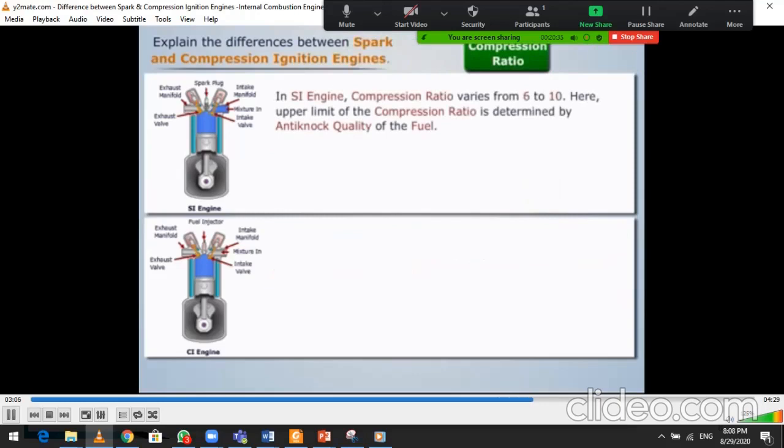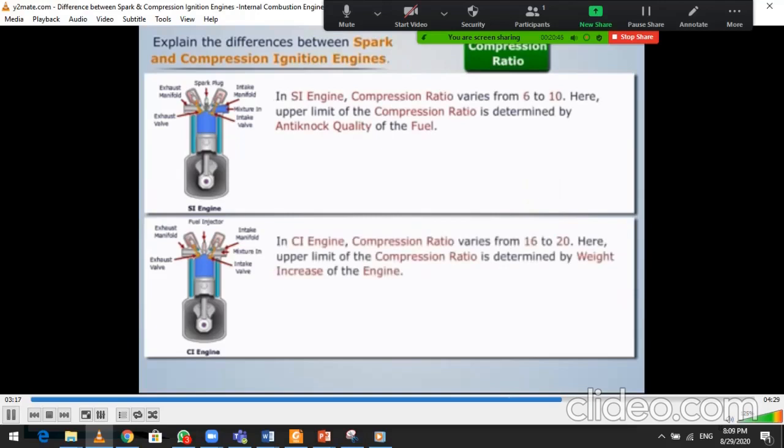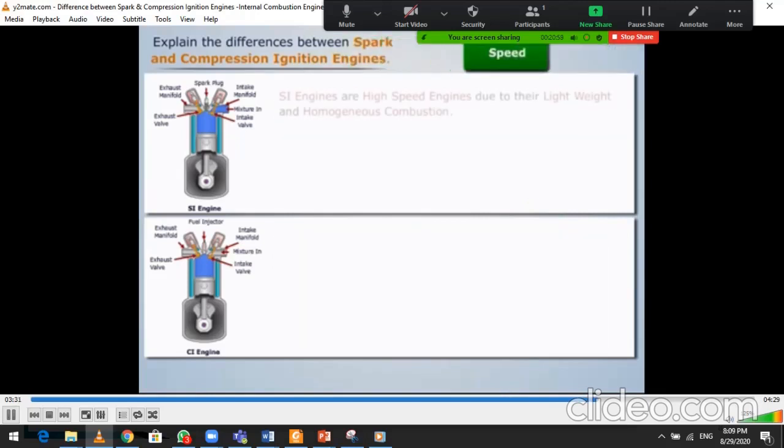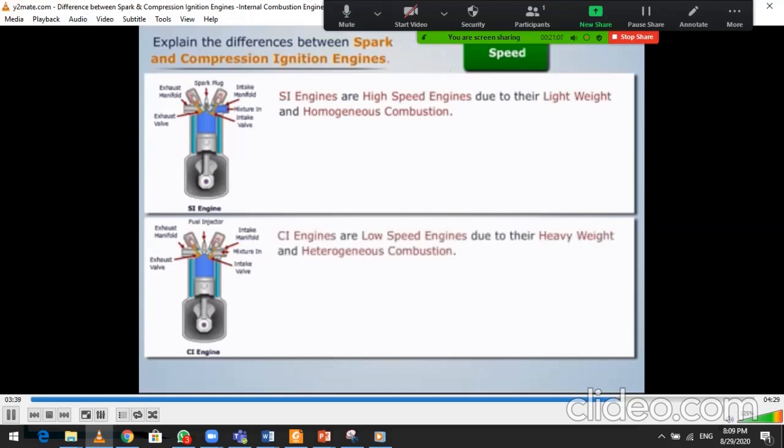In spark ignition engine, compression ratio varies from 6 to 10. Here, upper limit of the compression ratio is determined by anti-knock quality of the fuel. Whereas in compressed ignition engine, compression ratio varies from 16 to 20. Here, upper limit of the compression ratio is determined by weight increase of the engine. Spark ignition engines are high-speed engines due to their light weight and homogeneous combustion. Whereas compressed ignition engines are low-speed engines due to their heavy weight and heterogeneous combustion.